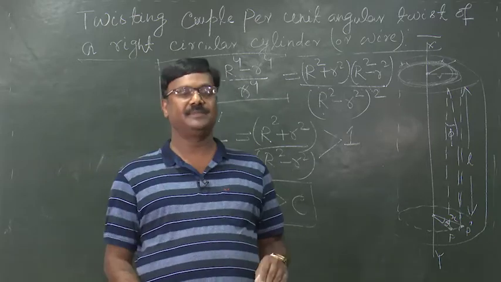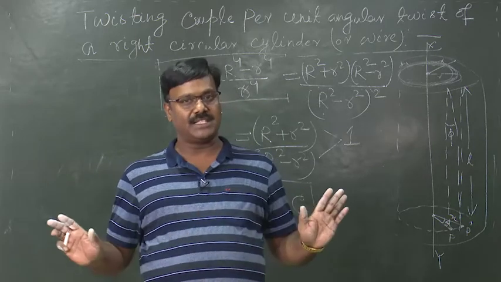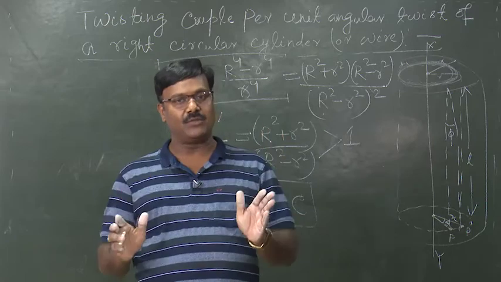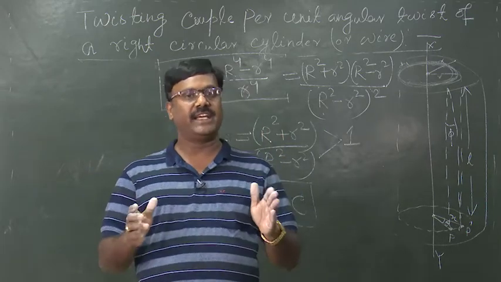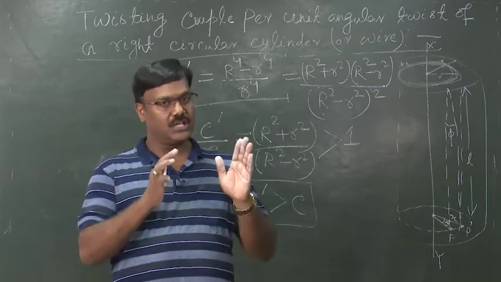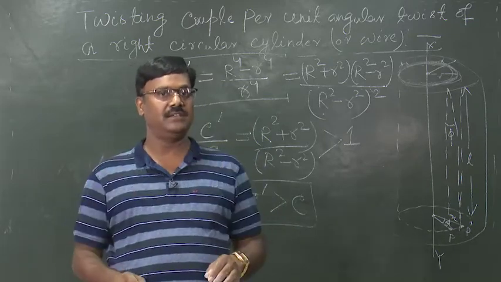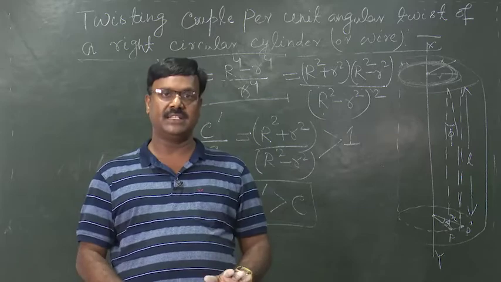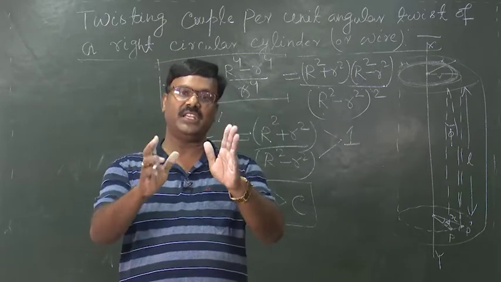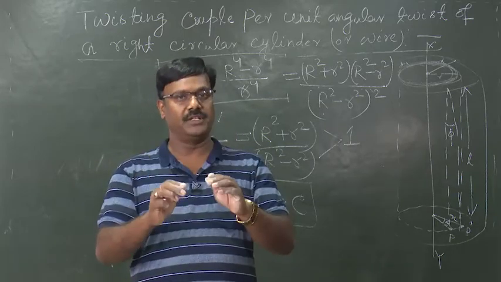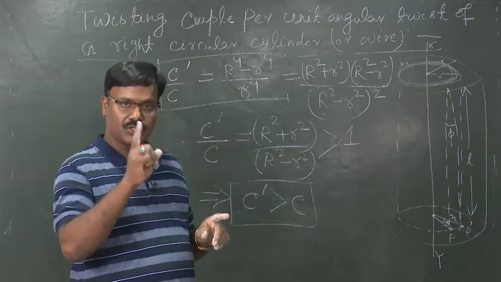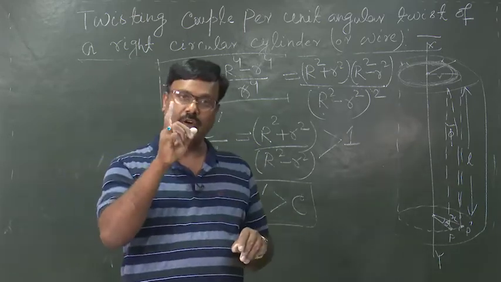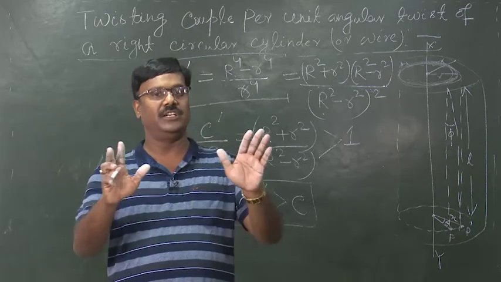Dear students, today we have discussed how to calculate the torsional couple per unit angular twist in the case of a solid cylinder, also in the case of a hollow cylinder, and also we have discussed that the torsional couple per unit angular twist is more in the case of a hollow cylinder than that of a solid one. So we have to prefer hollow axles rather than solid ones.